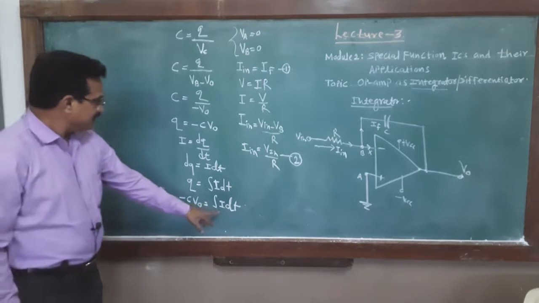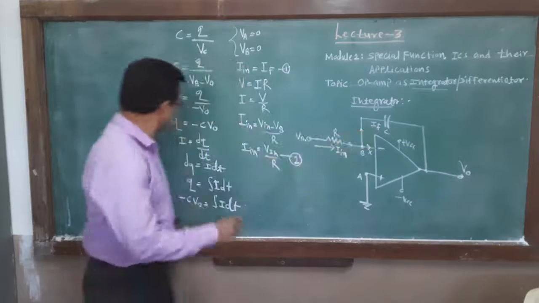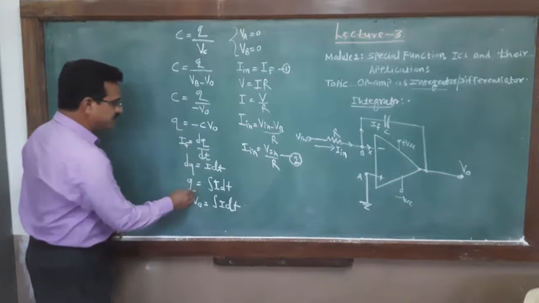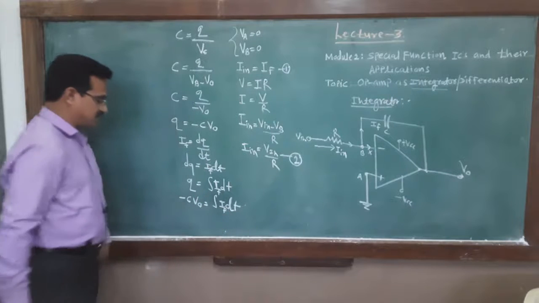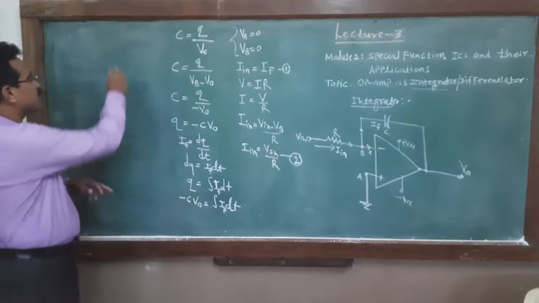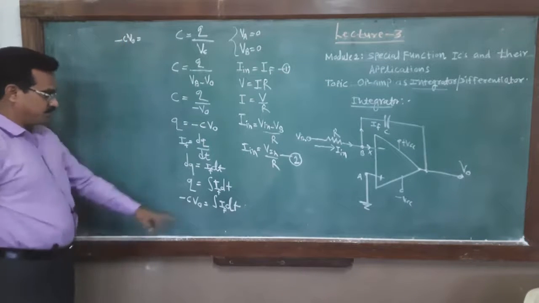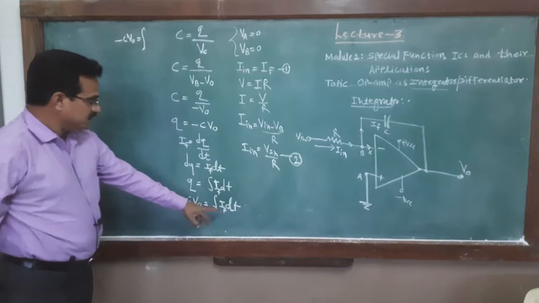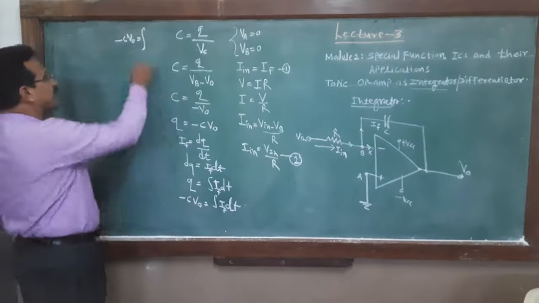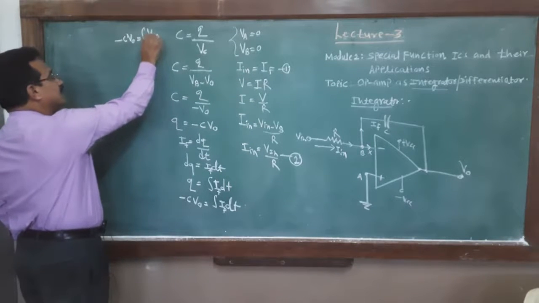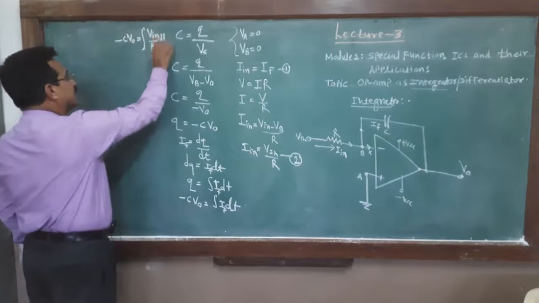But remember, this I is nothing but the current flowing through this resistor. We call it IF. IF is equal to this, meaning minus C into V0 is equal to the integration of this. What is IF? IF is equal to I in. And what is the value of I in? V in divided by R. This value is multiplied by dt.